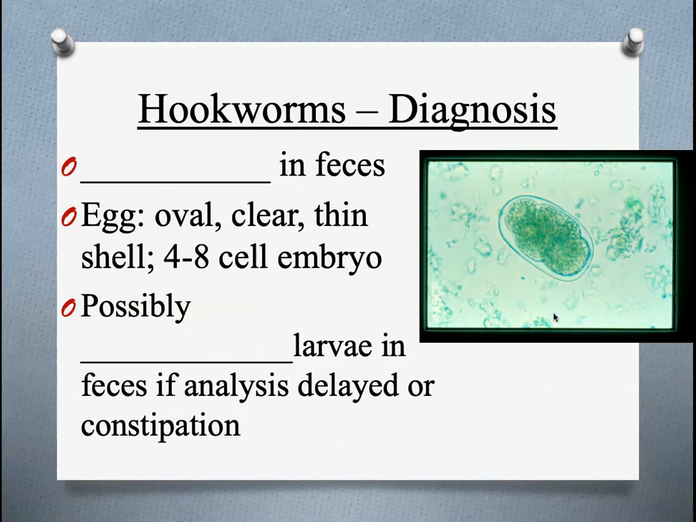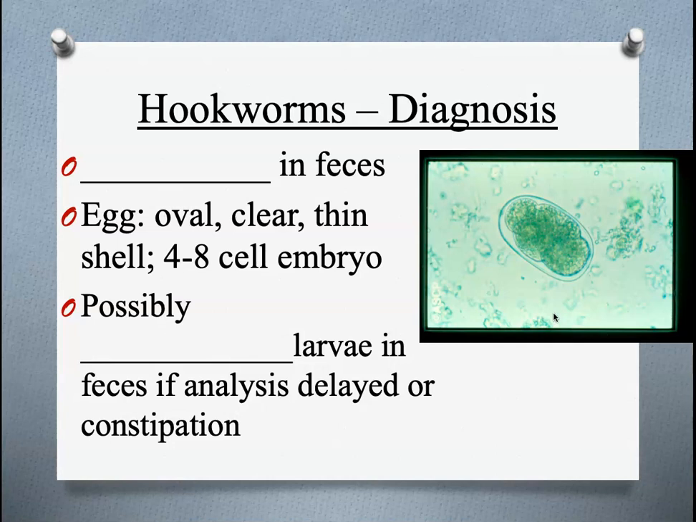The diagnostic stage for both hookworms is eggs in feces. Remember, every single time you list a diagnostic stage, it needs to include the life cycle stage plus the specimen type. So eggs in feces or eggs in stool is the correct answer.